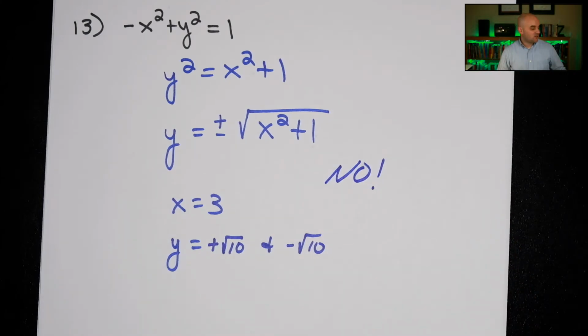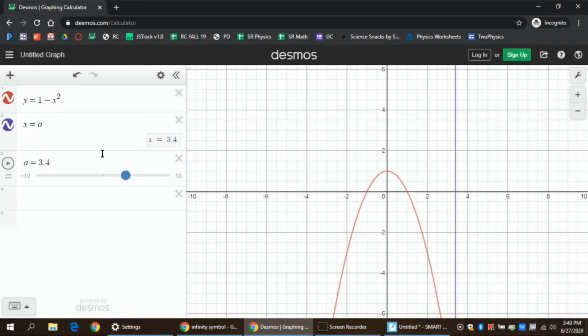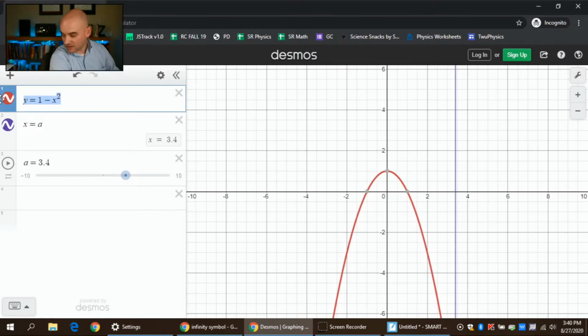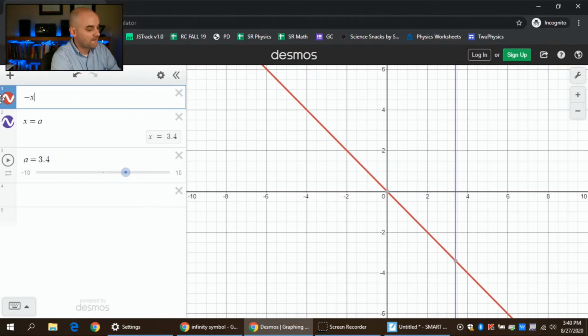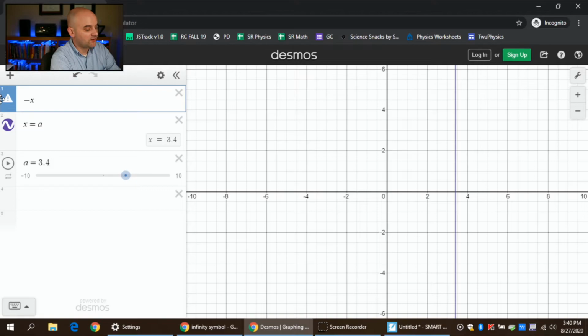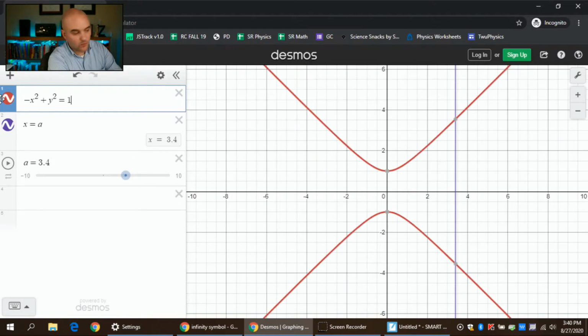Let's take a look and see what that graph looks like. So I'm going to come back up here and let's type that back in. What was the equation? Negative x squared. And if you don't know how to put in the square key, if you hit Shift 6, that's where the caret key is, and then you can put in 2 for square. And we got plus y squared is equal to 1. That's what it looks like right here.